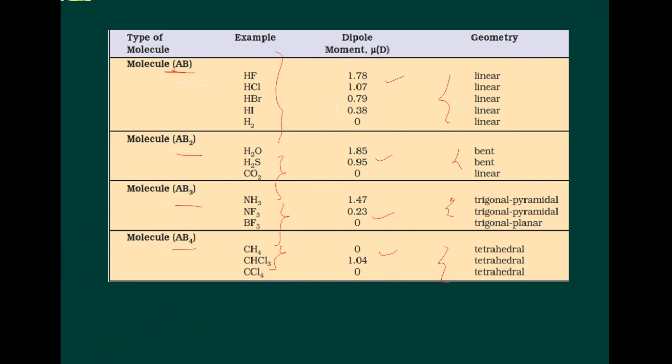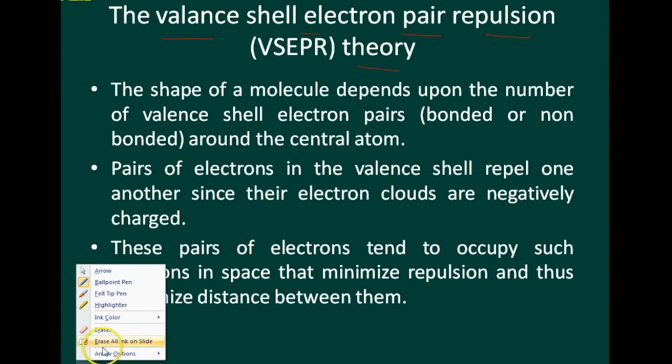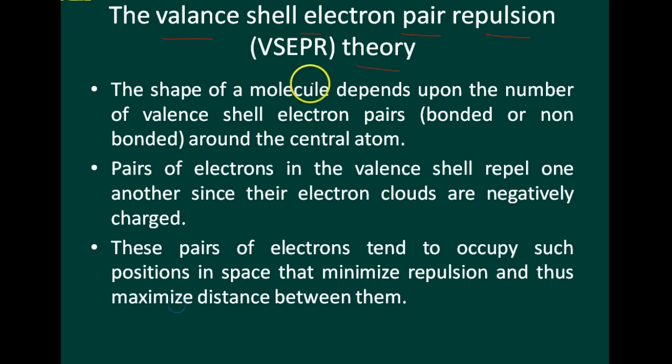Next concept is the valence shell electron pair repulsion theory. Okay, here I will explain each and everything about the valence shell electron pair repulsion theory. First, I am explaining some of the postulates. This is also called VSEPR theory. It says the shape of a molecule depends upon the number of valence shell electron pairs around the central atom, how many pairs of electrons are present in the shell, bonded or non-bonded. The shape depends on this shell.